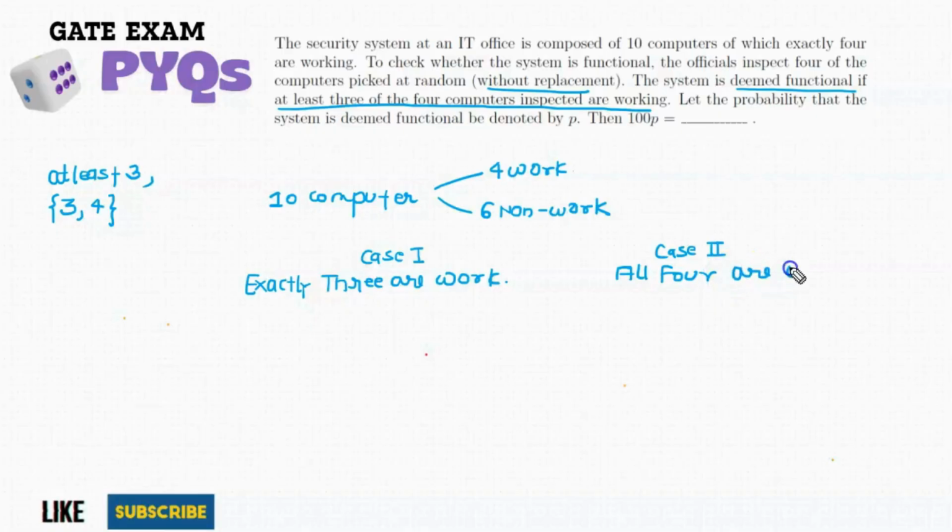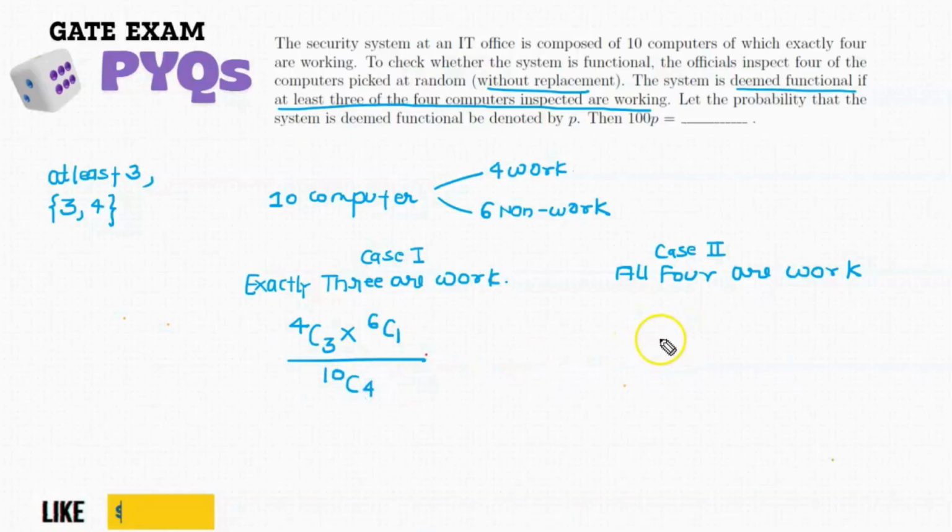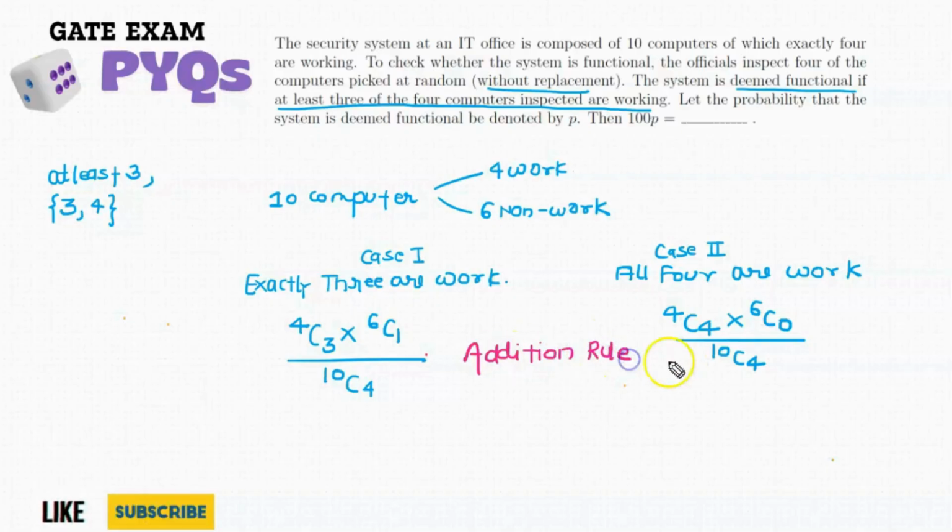All 4 are working. So when we have the case of exactly 3 working, we know that we have 4 working computers, so out of 4 we will choose 3, and 6 computers are not working, so we have to choose 1 in that case. And overall, out of 10, we have chosen 4 computers. Similarly, for the second case, all 4 are working. So 4C4, and no computer is non-working, so 6C0, and out of 10 we are choosing 4. So these are the two possible cases, and we apply the addition rule here because either case can happen.